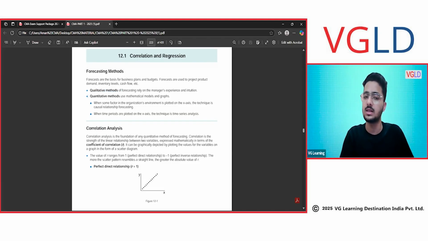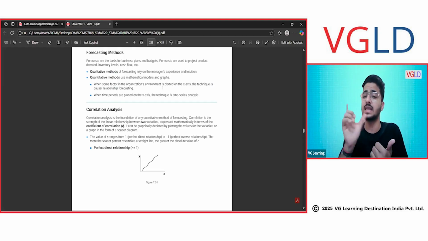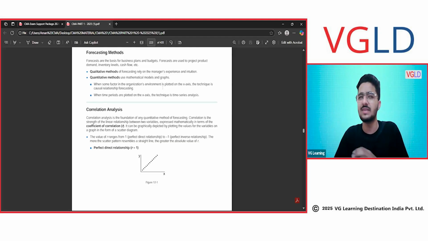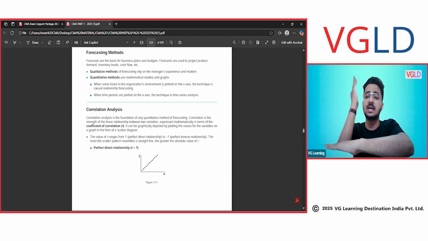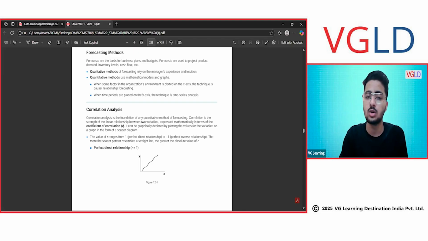But what about my quantitative methods? My quantitative methods include some mathematical models, some graphs, some x-axis, some y-axis. So when some factors in the organization environment are plotted on the x-axis, the technique is causal relationship forecasting. Basically, when such things happen in my organization environment, I plot them on the x-axis, and the other things based on this relationship, I plot on the y-axis. So when time periods are plotted on the x-axis, this technique is known as time series analysis. When you plot time period on the x-axis, what do you call that technique? It's time series analysis.